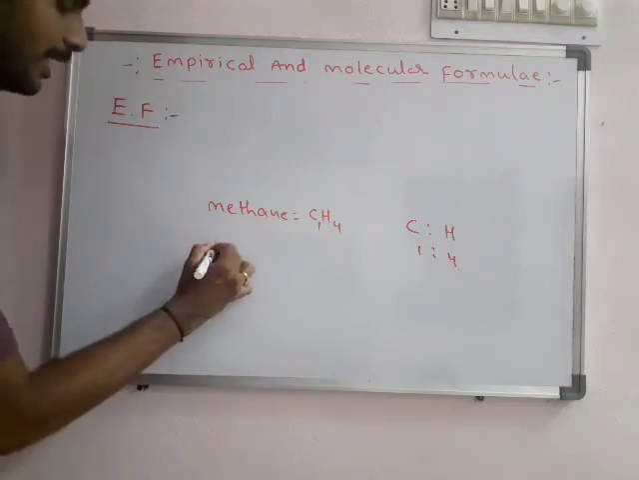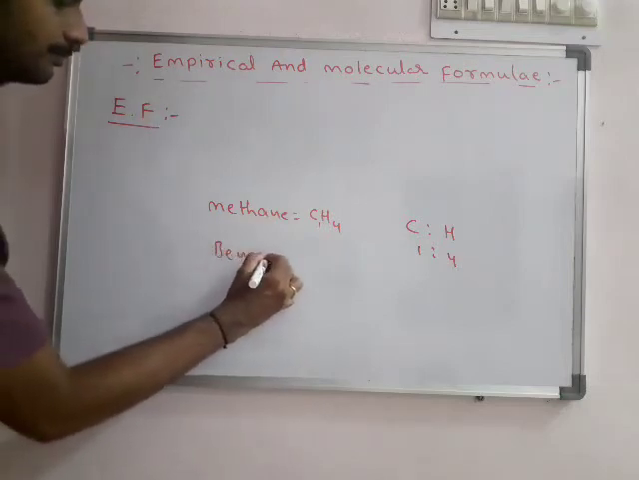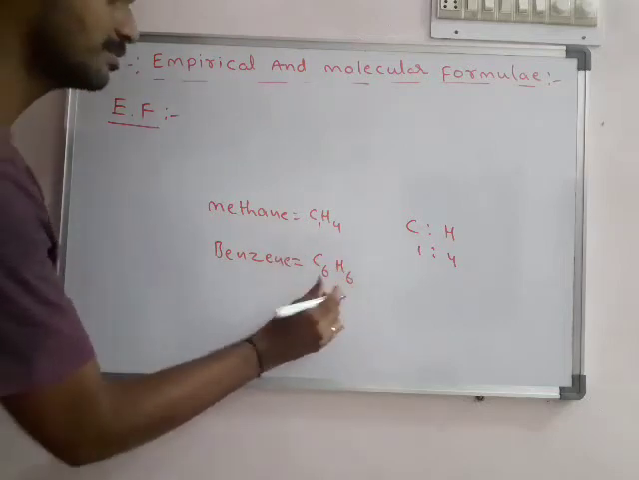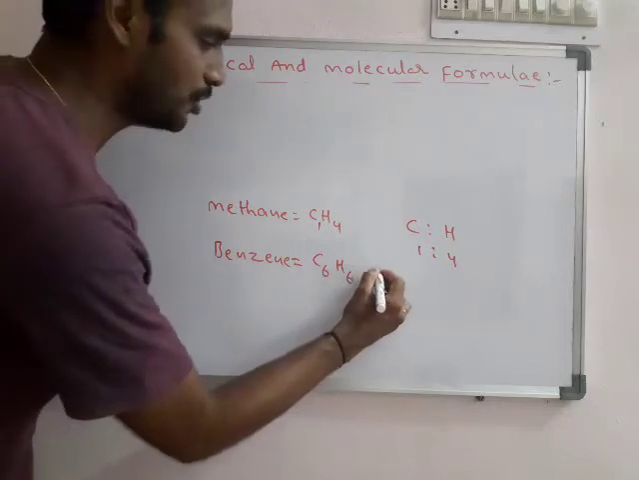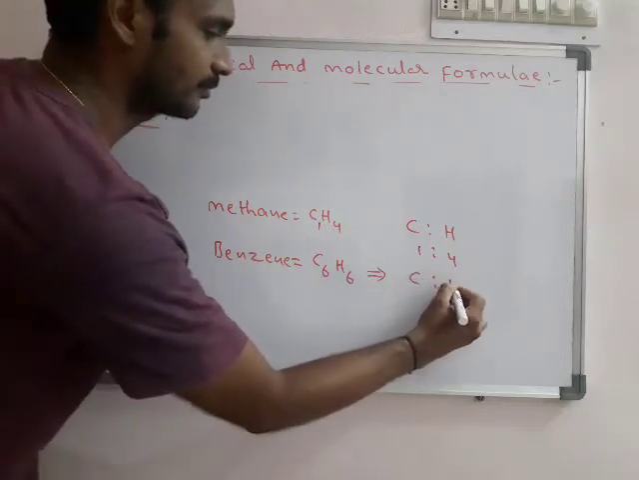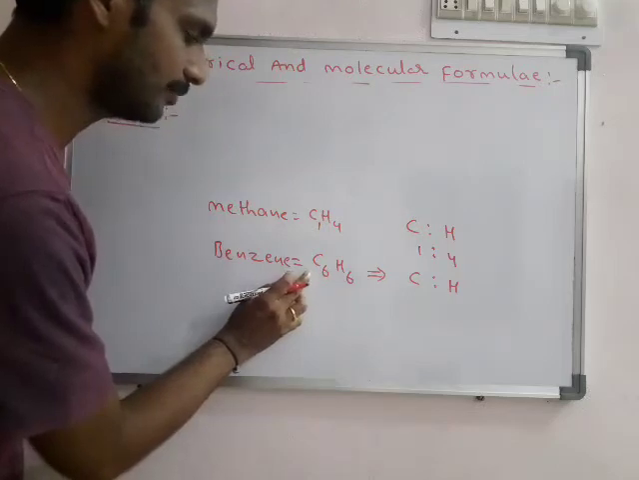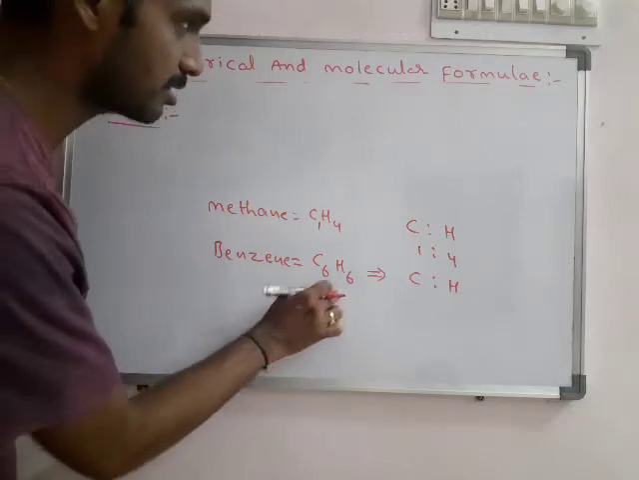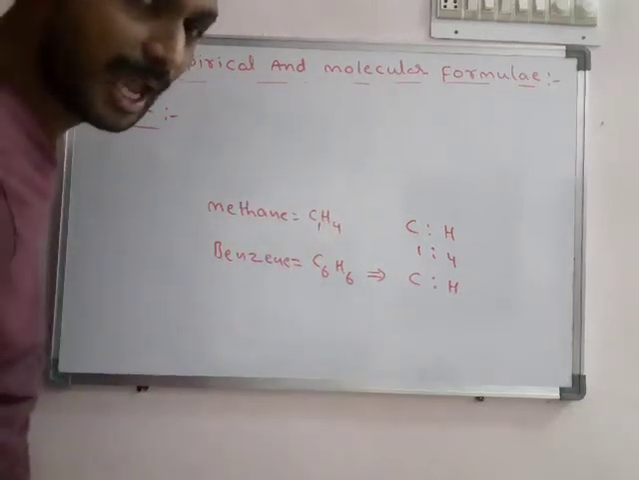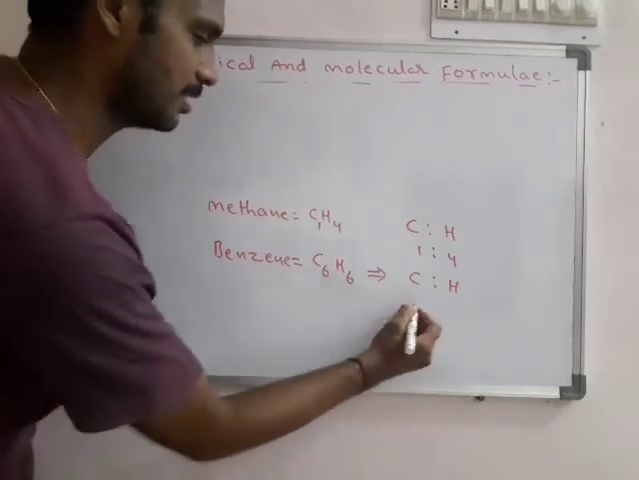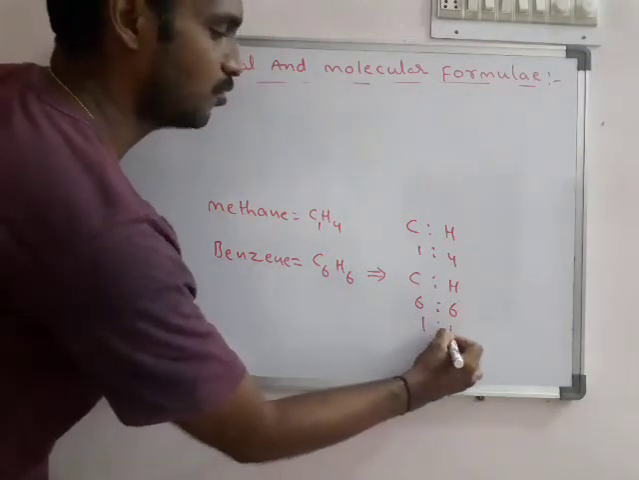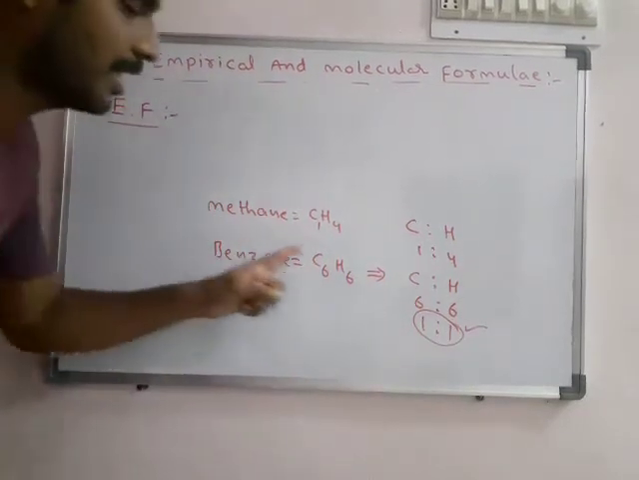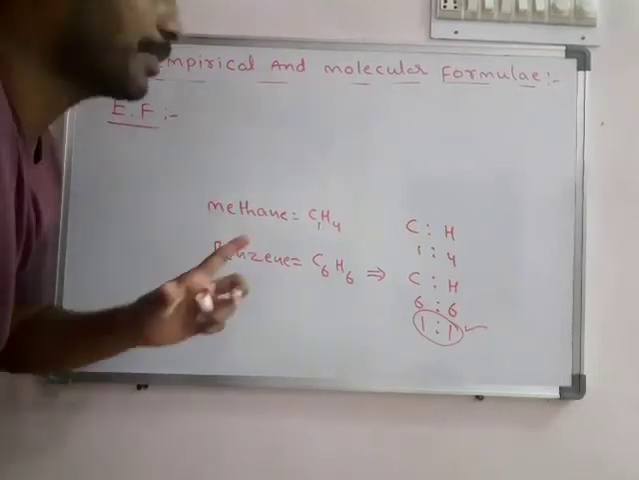For example, again take benzene. What is the benzene formula? C6H6 in the normal molecular formula. The ratio: 6 carbons are present, 6 hydrogens are present. That information comes from the molecular formula. The empirical ratio is 6:6, finally 1:1. This atoms ratio indicates the simple formula, that is the empirical formula.